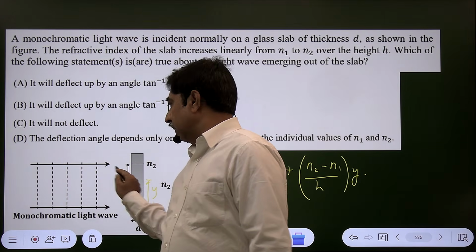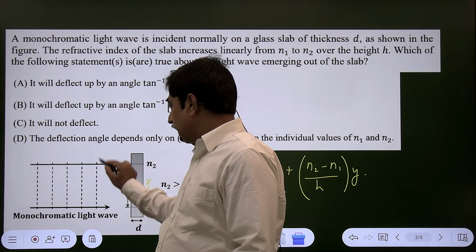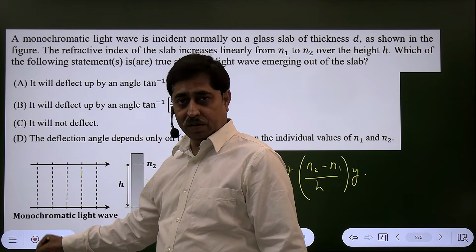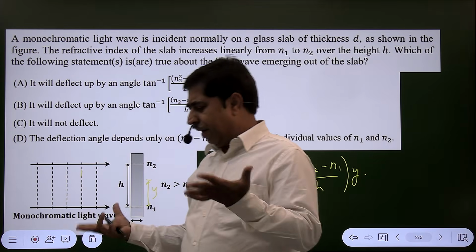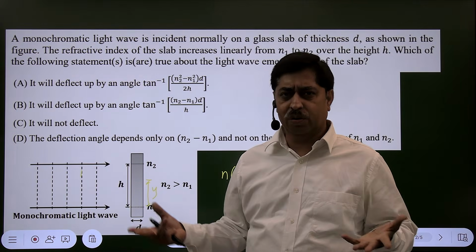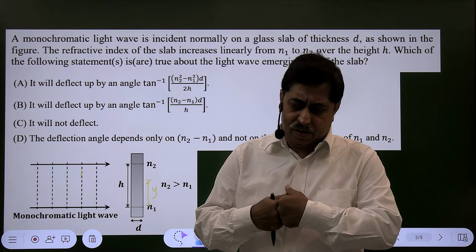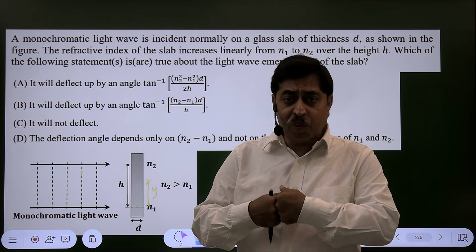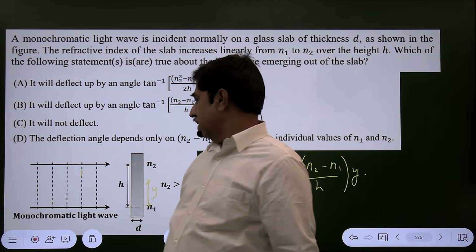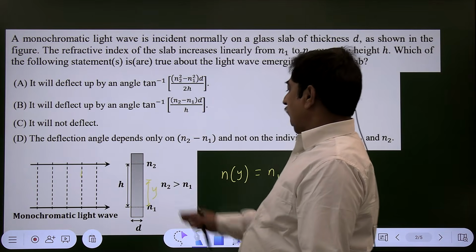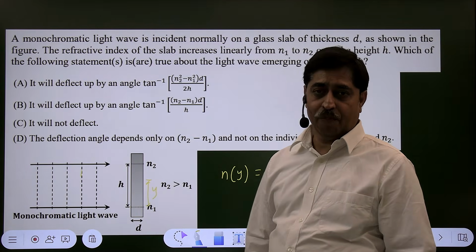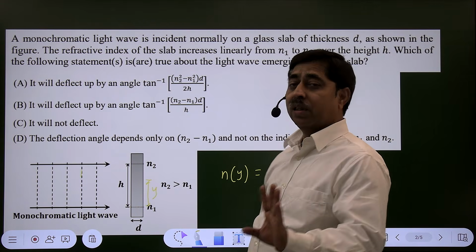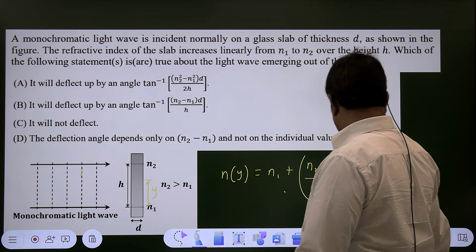Now, this is light ray, and these are wave fronts, obviously. So a wave is incident, both wave fronts as well as light rays. They are constructions only to represent the propagation of light, nothing else. After this light wave crosses this slab, by what angle it has deflected? That is the main question.